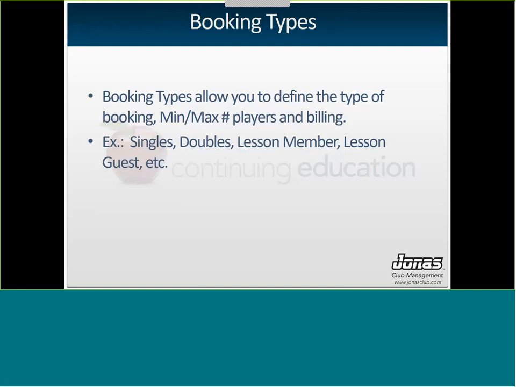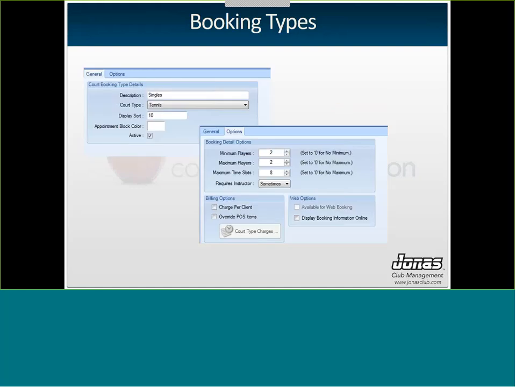Once you have your court type set up, you'll go ahead and set up your booking type. They allow you to define the type of booking and the minimum and maximum number of players and the billing. So this is very specific: single lesson, double lesson, lesson member, lesson guest, as well as booking for a game of singles or a game of doubles. So if you have different charges for each different type of booking, you'll have to go ahead and set up each different type you have as a booking type.